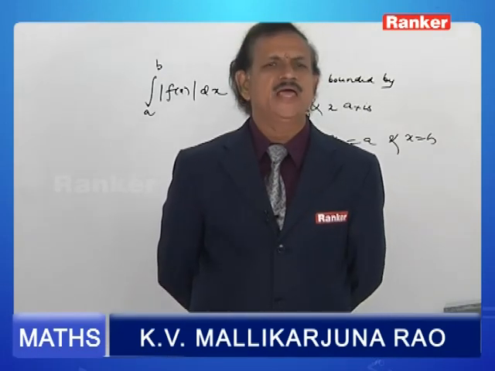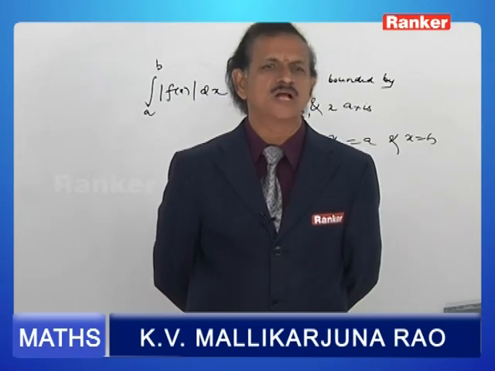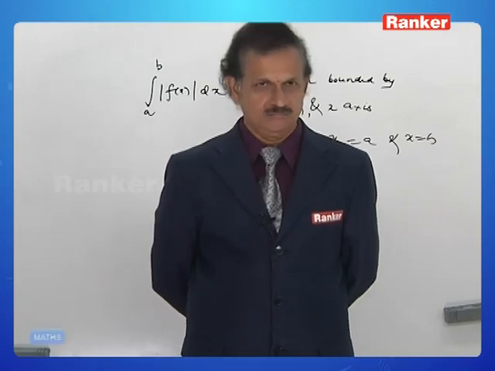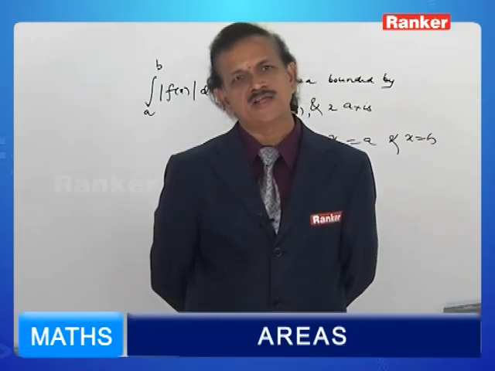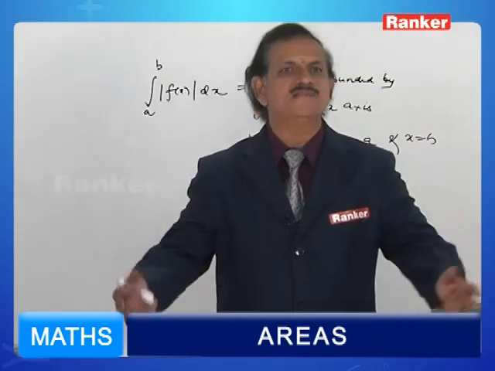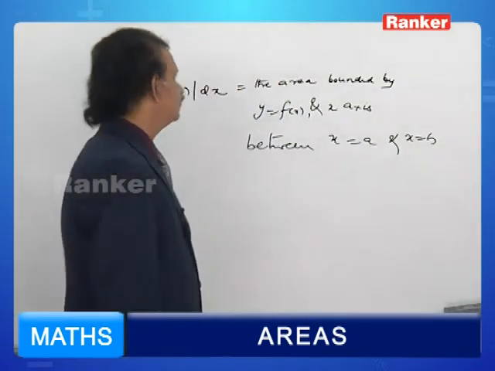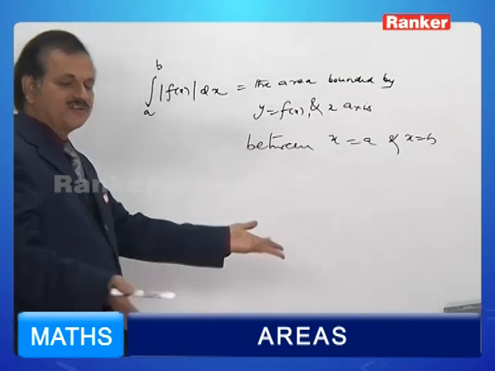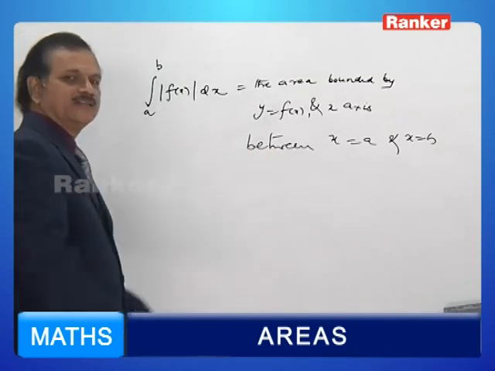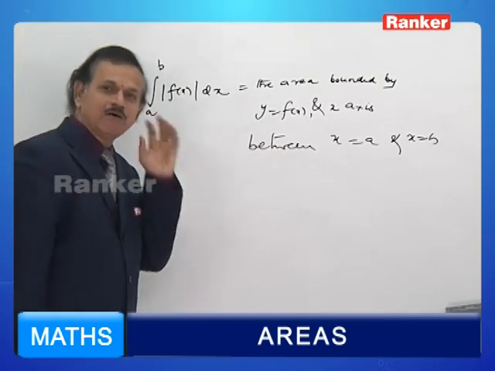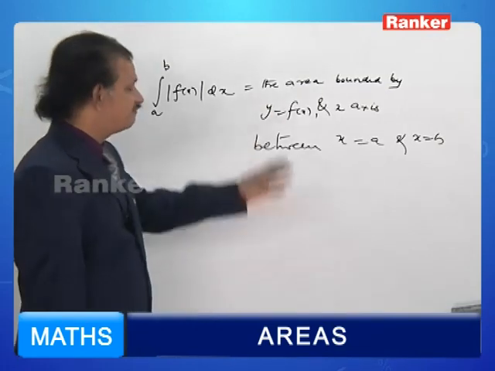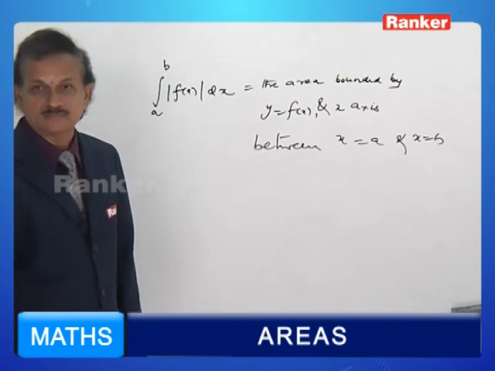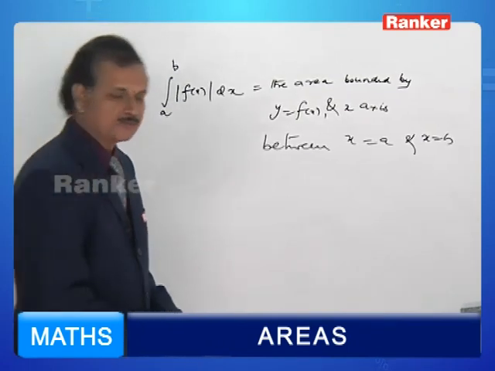Because in the area concept, it is a positive numeral. Nobody agrees to say that area is negative. So, while using the definite integral concept, integral a to b mod f of x dx is to be formed. That is why this gives you the formula or definition or concept, whatever you say: the area of the region bounded by y is equal to f of x and the x-axis between the limits x equal to a and x is equal to b.